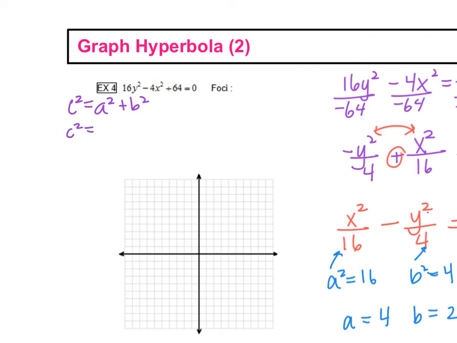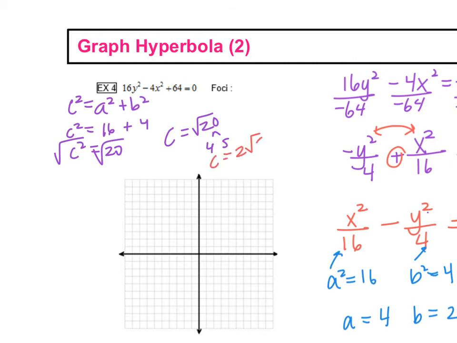So our a is a 4, square it and you get a 16. b is a 2, square it and you get a 4. So c squared is equal to 20. Square root both sides, and c is equal to the square root of 20. We can go ahead and break that down with a 4 and a 5. And so our foci, we know the c value is equal to 2 root 5.